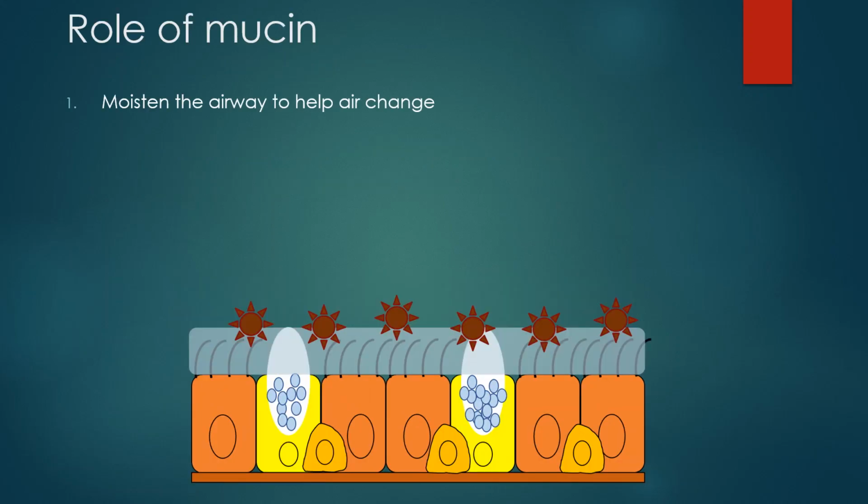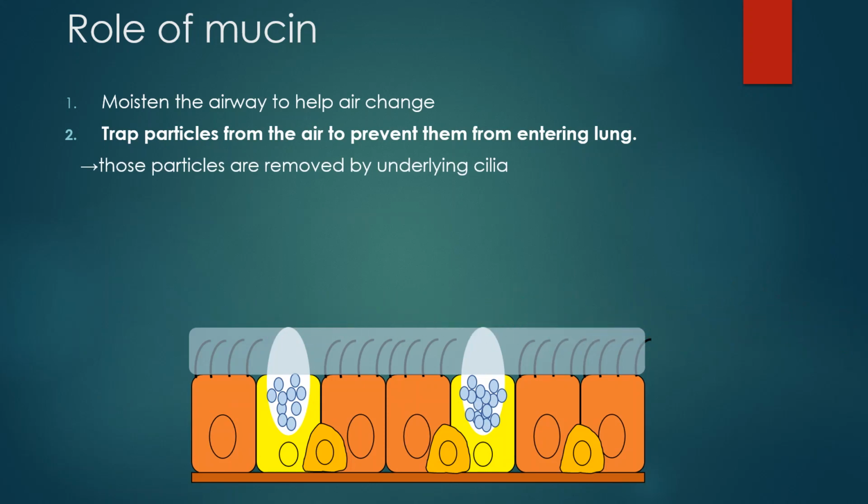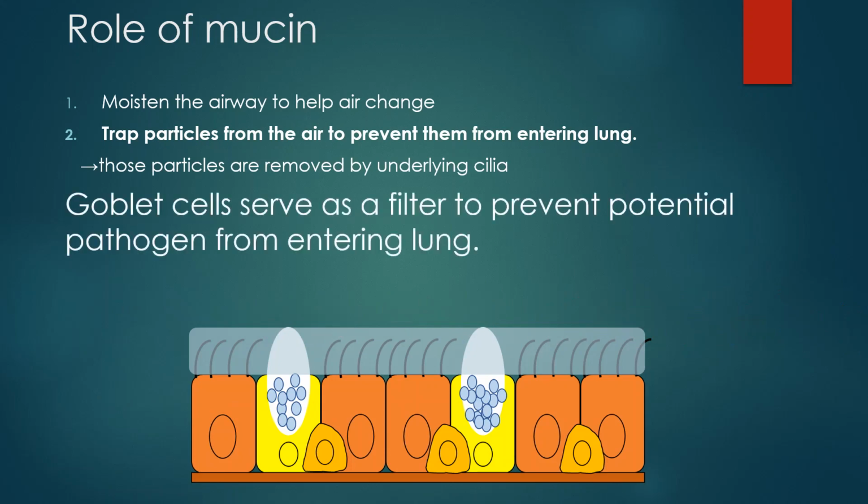Then, what is the role of mucin? First, it moistens the airway to help air exchange. And also, mucin traps particles from the air. Then, by underlying cilia movement, those particles are removed. Goblet cells work together with cilia and serve as a filter to prevent potential pathogens from entering the lung. The respiratory epithelium protects from infection and plays a role in the mucosal immune system.